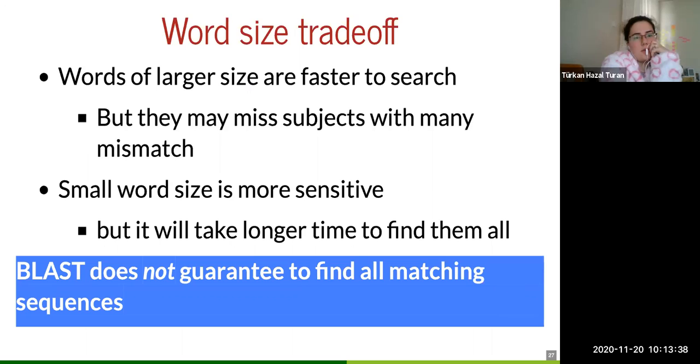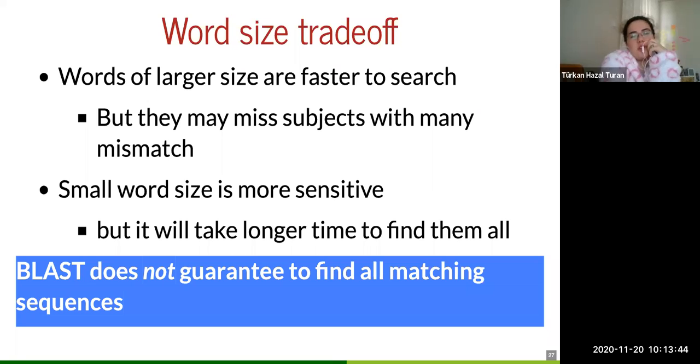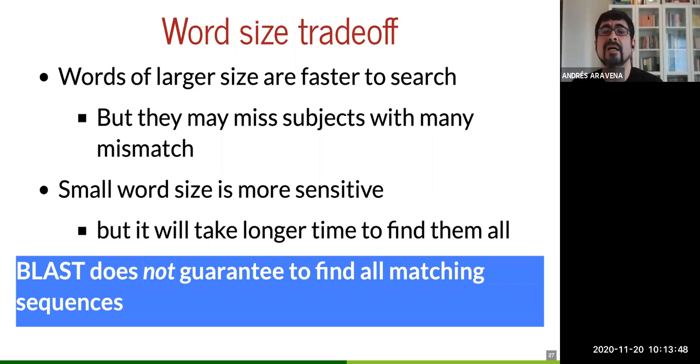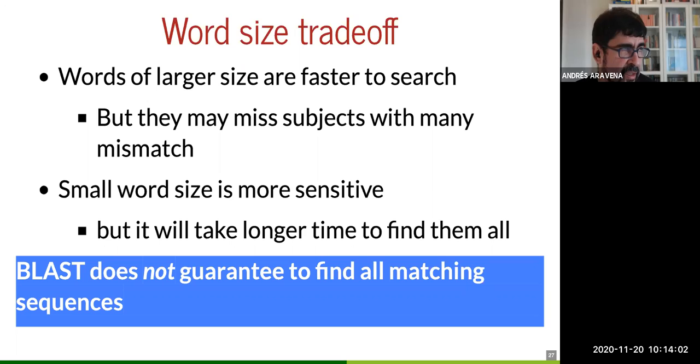I have a question. Ask. But what if our subject is large? Then it will be like the opposite of each other. Then the larger word will be more sensitive, and the shorter will have a lot of mismatches. Am I getting it wrong? No, I think it's a good question.